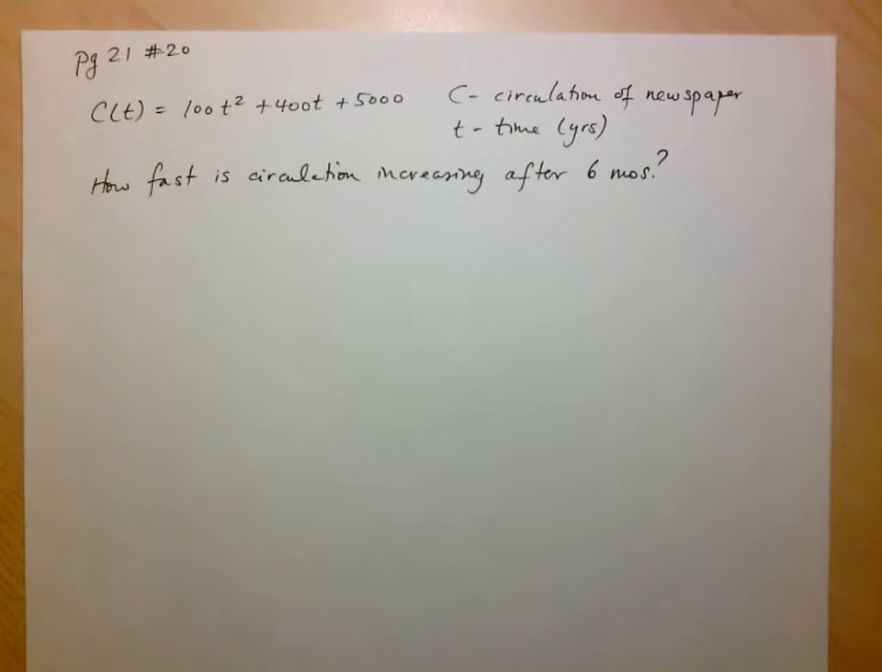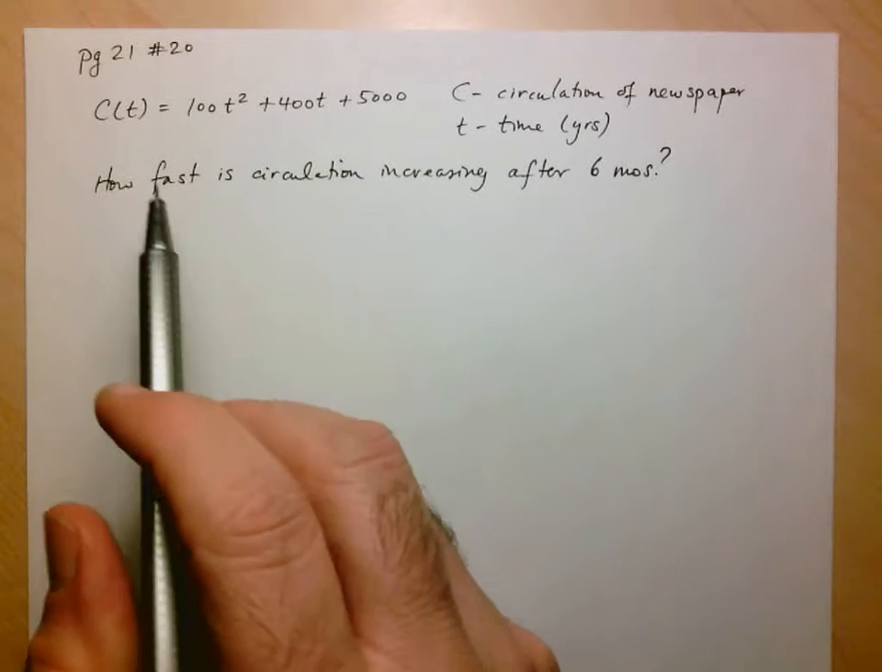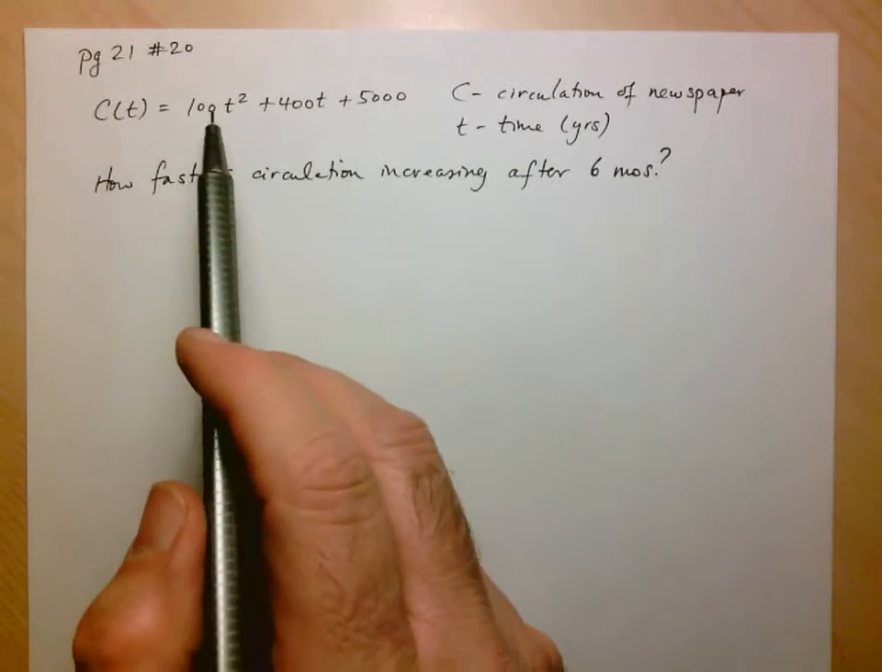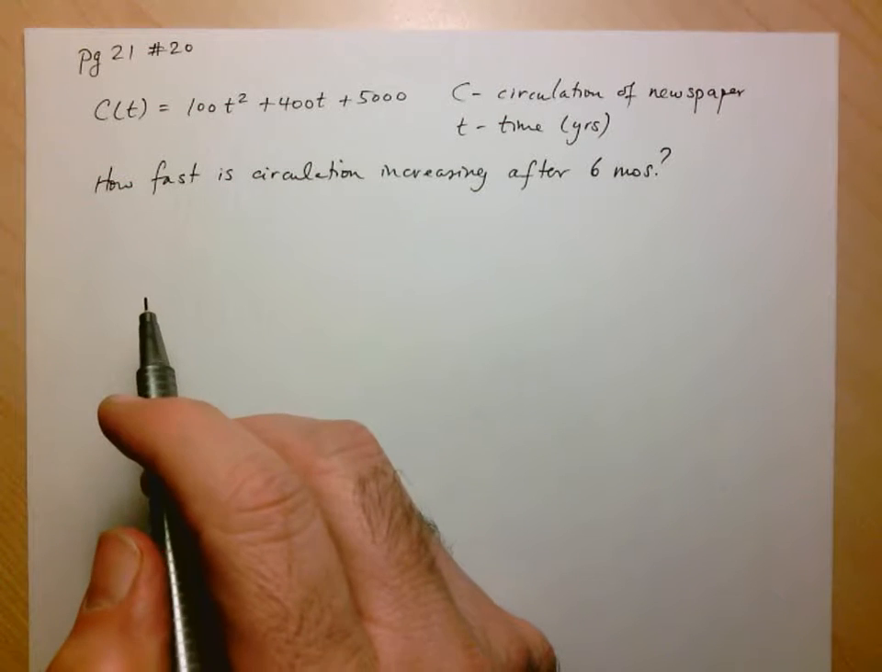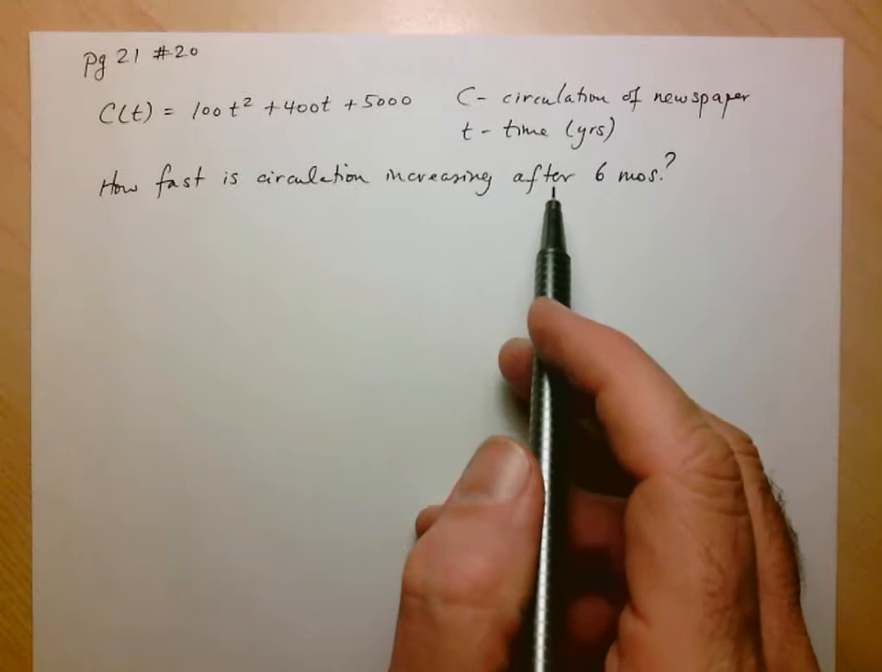Hi folks, we're going to take a look at page 21, number 20. So what they give us here is this function which represents the circulation of a newspaper with respect to time and years. What they want to know is how fast is the circulation increasing after 6 months.